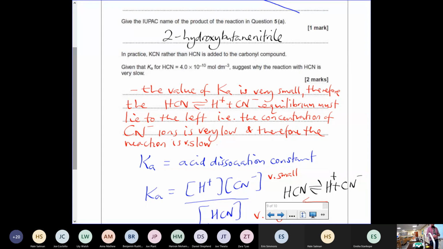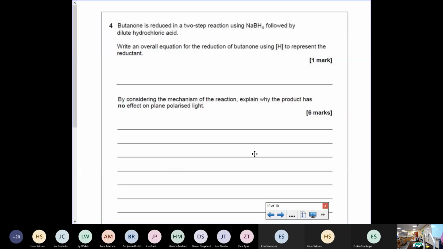Good. Were there any more questions? Let's have a look. Oh yeah, one more. Right, last one. Butanone is reduced in a two-step reaction using sodium borohydride followed by dilute hydrochloric acid. Write an overall equation for the reduction of butanone using H to represent the reductant.